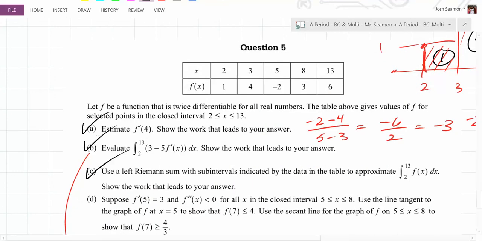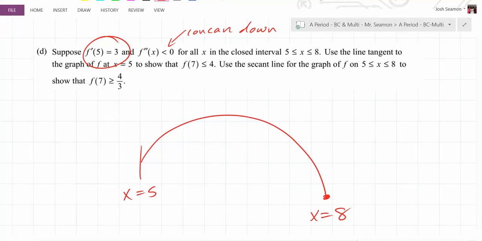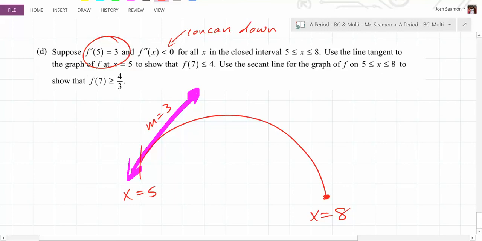Nice. I'm curious. The derivative at 5 is 3, right? So we know that this slope right here is what? Y equals 3, correct? Okay, so use the line tangent to the graph of f at x equals 5 to show that it has to be less than 4. How do you do that?